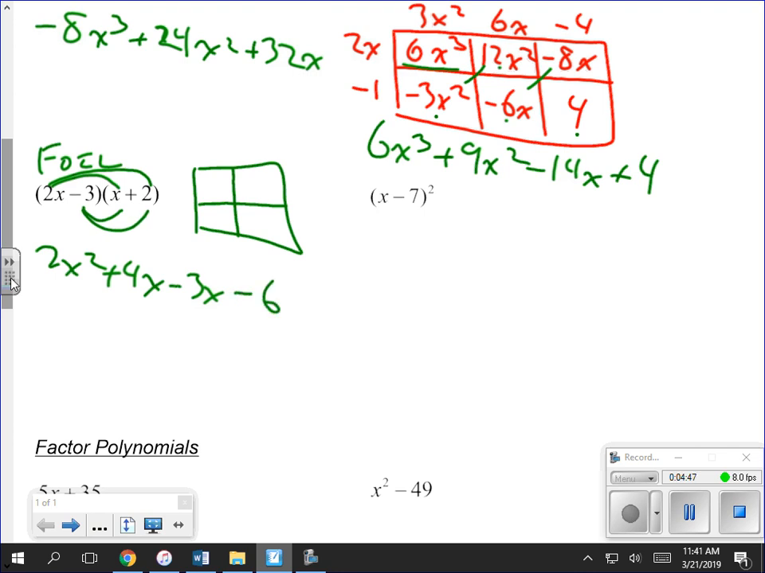I've multiplied everything. I have my like terms in the center. I combine them up. I get 2x squared, positive 4x, negative 3x. That gives me 1x minus 6.